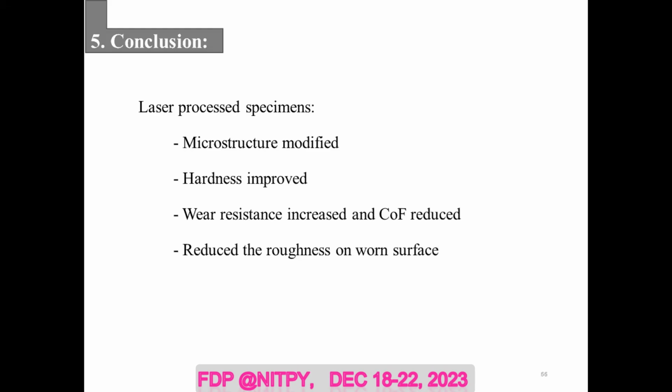So now we are almost at the conclusion section. In the laser processed specimens, we can say that the microstructure was modified. Hardness was improved compared with the base materials. The coefficient of friction was reduced, and the wear resistance was increased. The roughness on the worn surface was also reduced, because the substrate specimens show higher roughness due to higher material loss and higher frictional force. With the laser processed specimens, we can improve the mechanical and tribological properties, as well as the hardness and wear resistance, and in the same way we can improve the roughness of the components. Thank you, sir.